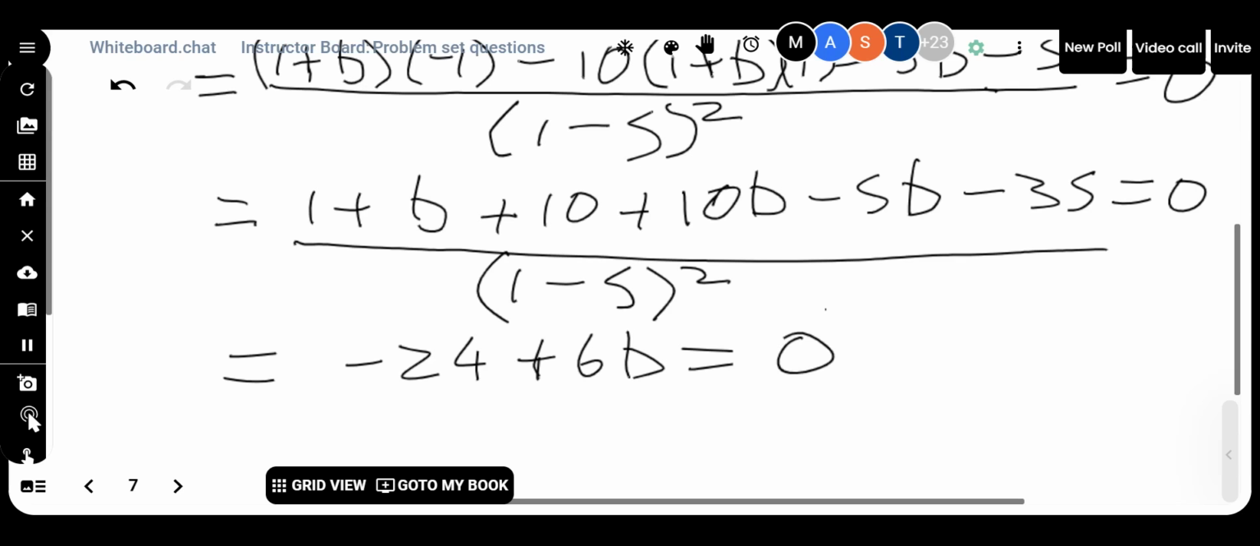Okay, and again, I'm not focusing so much on the denominator, because that denominator really doesn't matter. It's the numerator that matters. So therefore, 6b is equal to 24. So our b is 4.